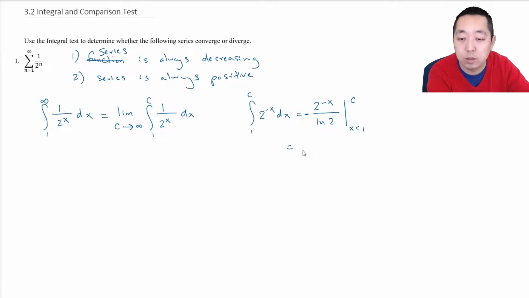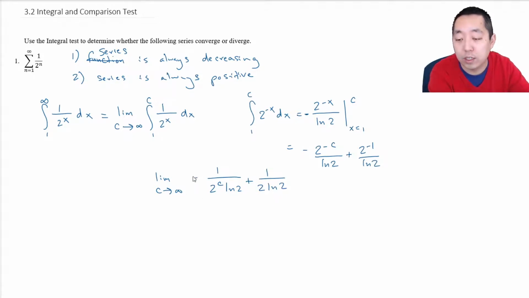And so then I'm going to do negative 2 to the negative c over ln of 2, and then minus a negative, that makes this plus 2 to the negative 1 over ln of 2. Okay. And then now I want to compute the limit as c goes to infinity of all of this. I'm going to write it with positive exponents: negative 1 over 2 to the c ln of 2 plus 1 over 2 ln of 2. Now all that matters is whether or not this converges or diverges. I don't actually need to know the exact number.